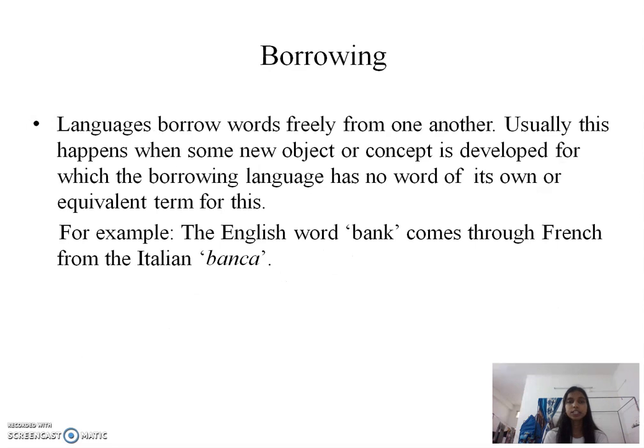And another important aspect of historical linguistics is borrowing. Languages borrow words freely from one another. Usually this happens when some new object or concept is developed for which the borrowing language has no word or equivalent term of its own. For example, the English word bank comes through French from the Latin banca.